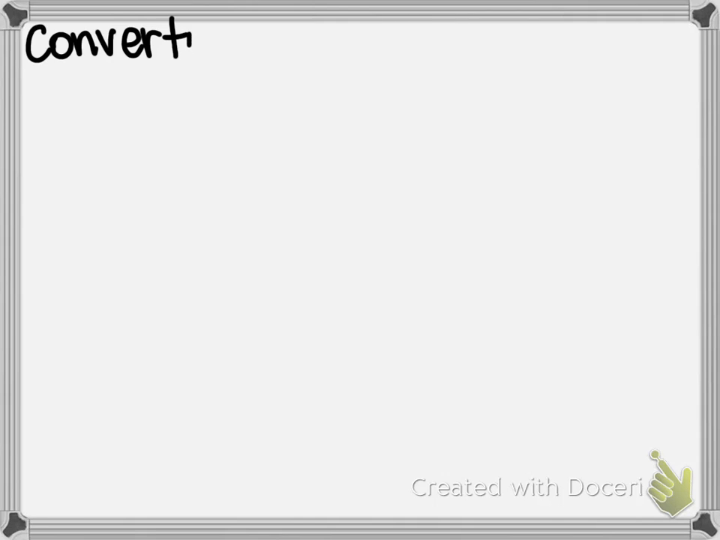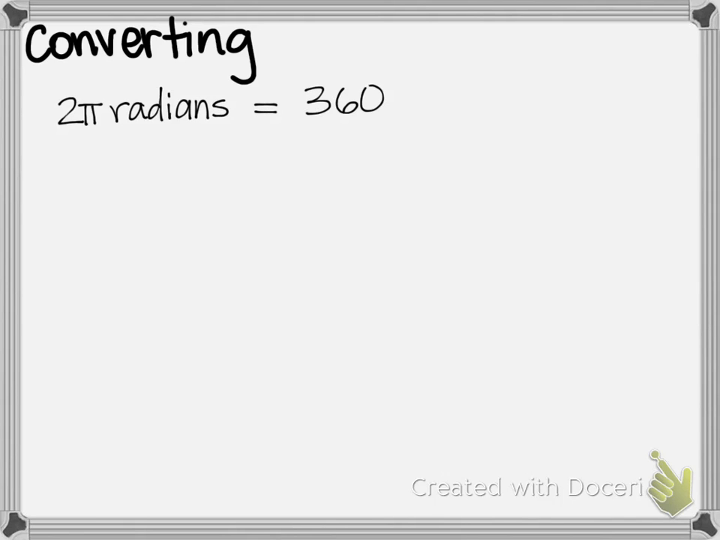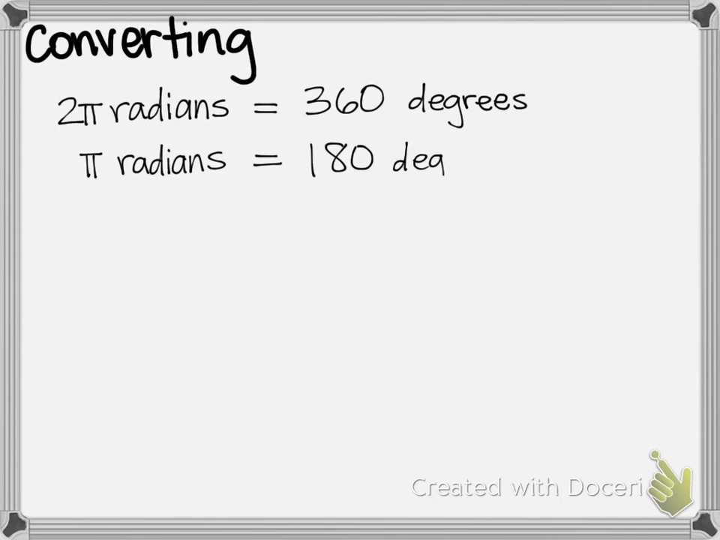So if I want to convert from degrees to radians, I need to use this idea that 2 pi radians is equal to 360 degrees. And we know that from the previous slide. If I go around the whole circle, that would be an angle of 360, and we just saw from the circumference that that is 2 pi radians. If I divide both sides by 2, I get that pi radians is equal to 180 degrees. And I'll use this fact to convert from degrees to radians and radians to degrees.